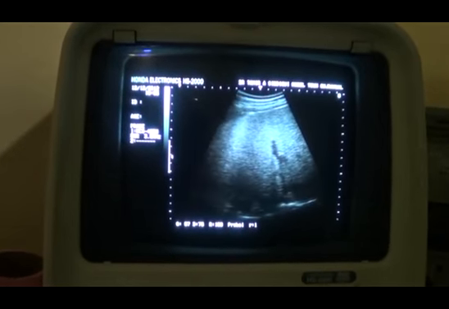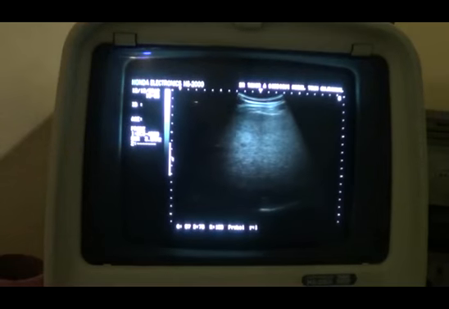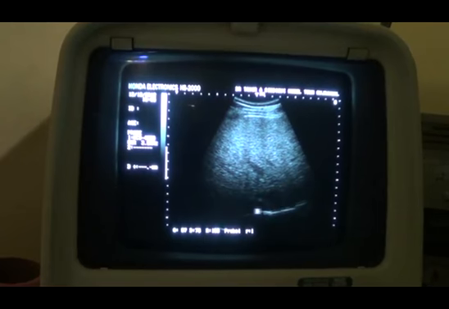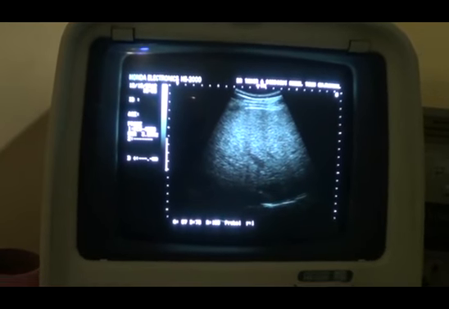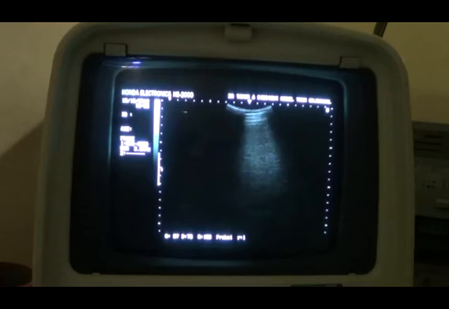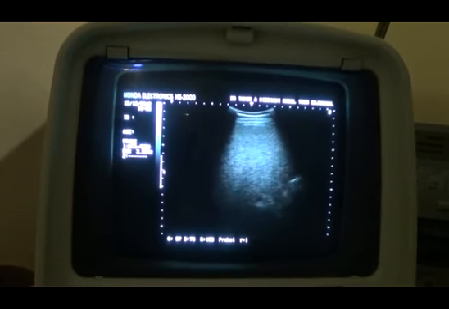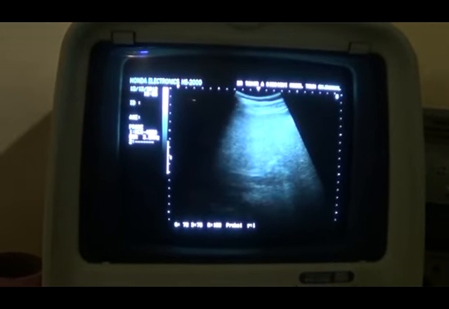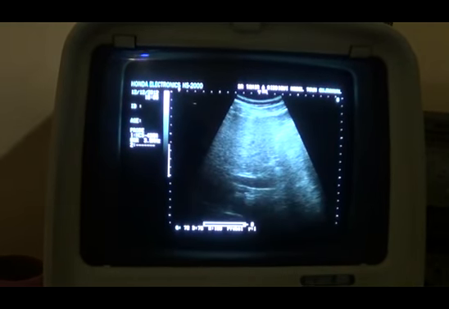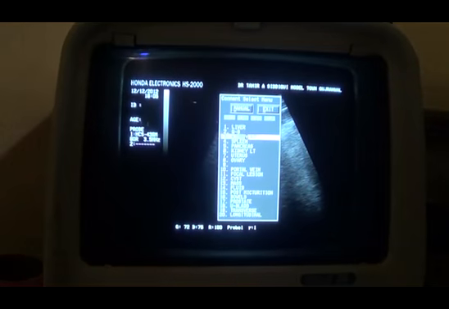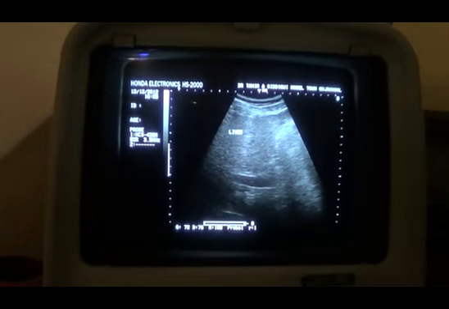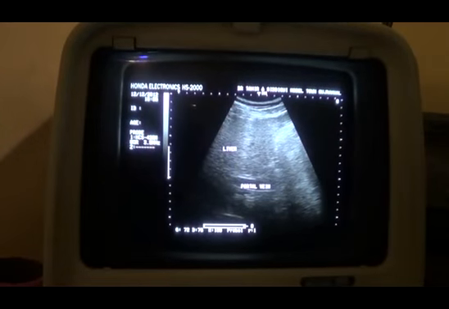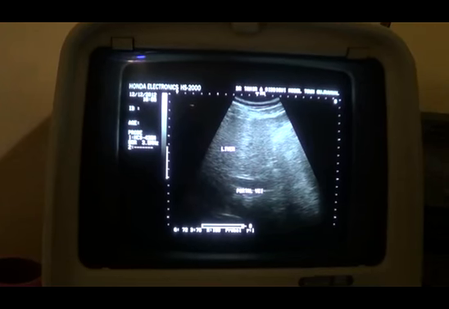This is the diaphragm basically, and I am going to show you. See the solid, this is the diaphragm. And this is the portal vein. This is the liver. This is the portal vein. Here you note the periportal echoes.